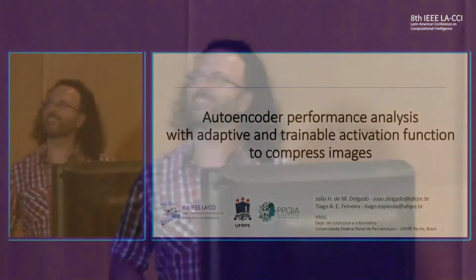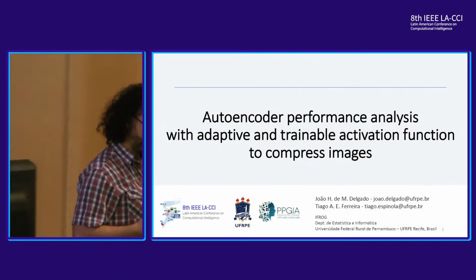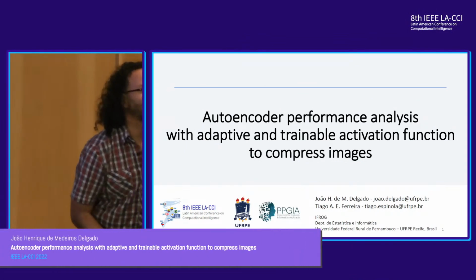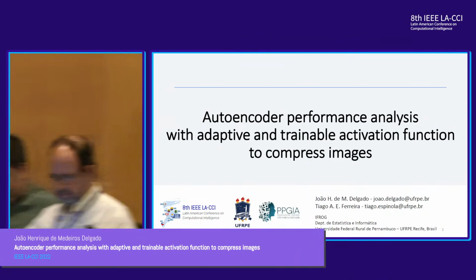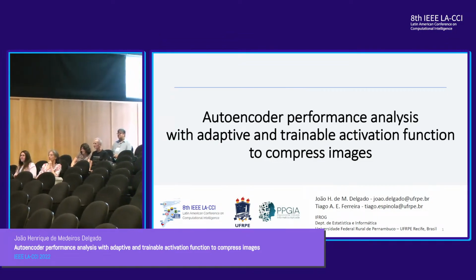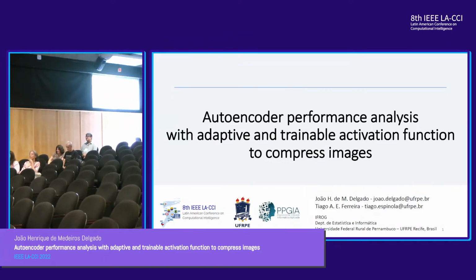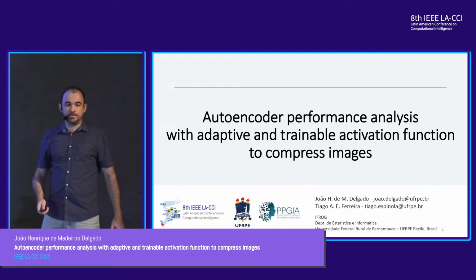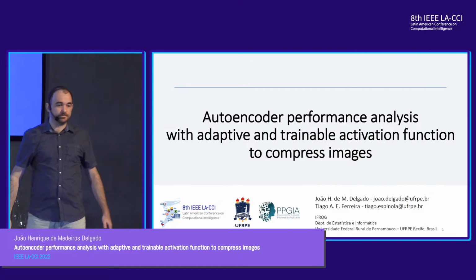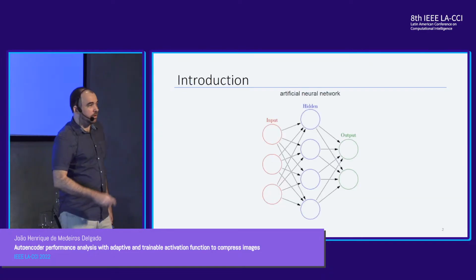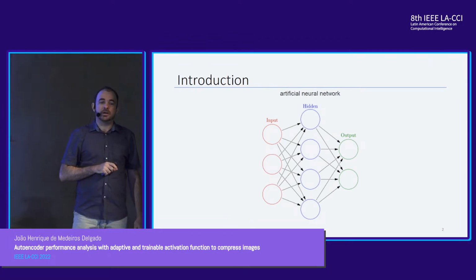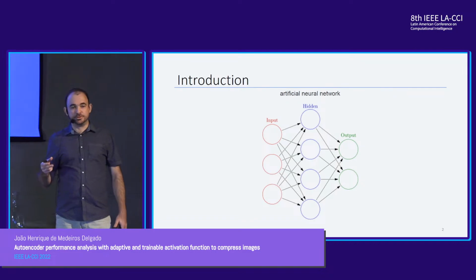Please. Okay, good morning. First, I'm nervous because English is not my first language. It's not so good at speaking, but the focus is the content. My name is João, and I will present to you the Autoencoder Performance Analysis with Adaptive and Trainable Activation Function to Compress Image. In all artificial neural networks, there is the concept of the artificial neuron.